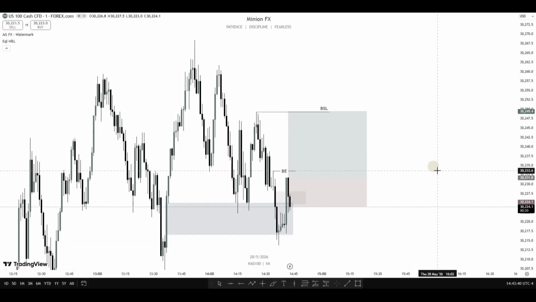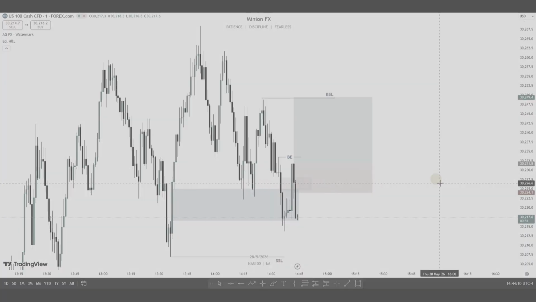I lost a trade using my IFVG model, but the very next setup completely changed everything.